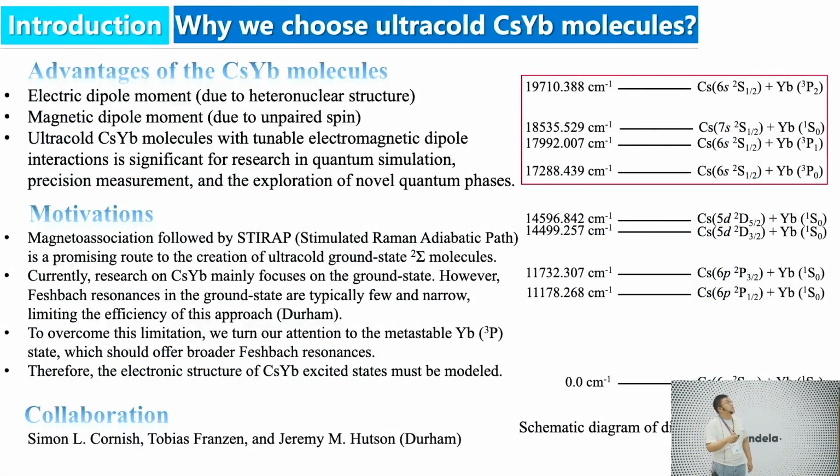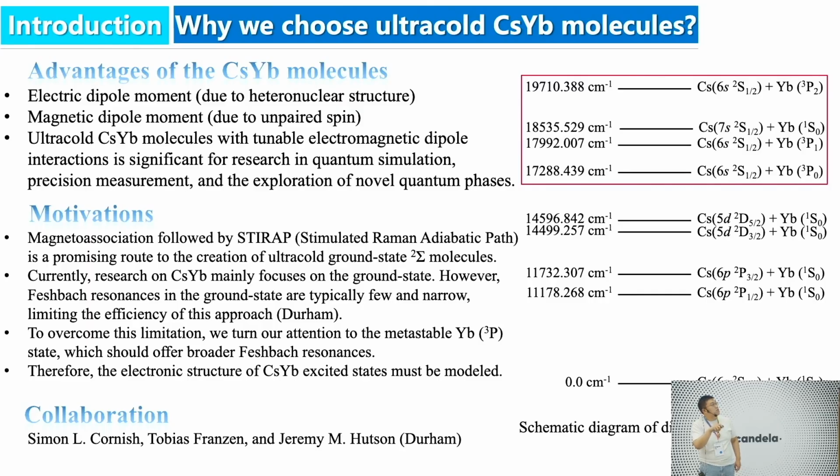Cesium ytterbium has some advantages. It has both an electric dipole moment and a magnetic dipole moment. With this tunable electric dipole, dipole-dipole interactions are very significant for research in quantum simulations, precision measurement, and the explanation of new quantum phases. A further motivation is that magnetic association followed by STIRAP is a promising road to create ultracold ground state molecules.